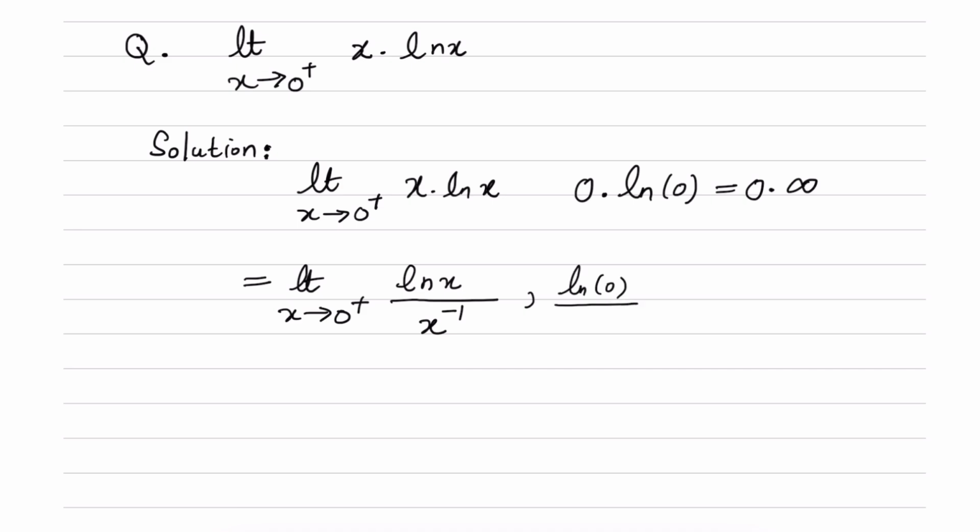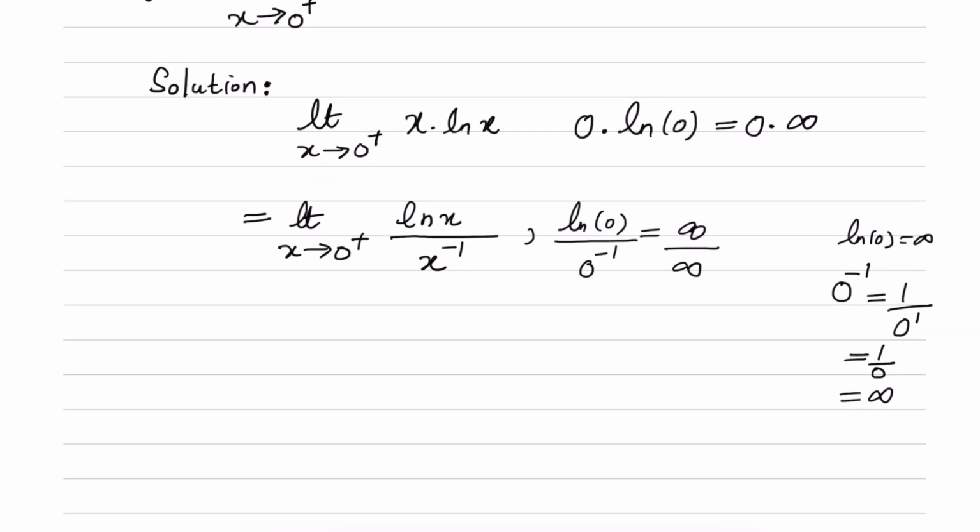Now after rewriting it, I will apply the limit and see what happens. ln 0 divided by 0 to power minus 1. We know that ln 0 is infinity, so in the numerator we write infinity. Now we have to find 0 to power minus 1, which can be written as 1 over 0 to power 1, which is 1 over 0, and that is infinity. So after rewriting your expression, when we apply the limit, we get infinity by infinity. And whenever we get 0 by 0 or infinity by infinity, we can apply the L'Hopital rule.